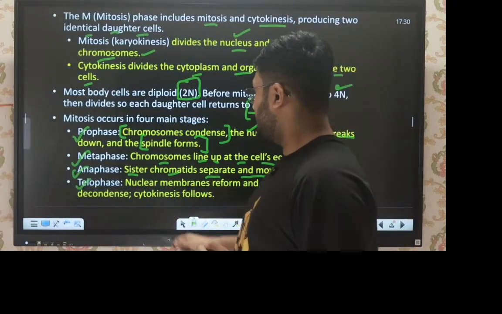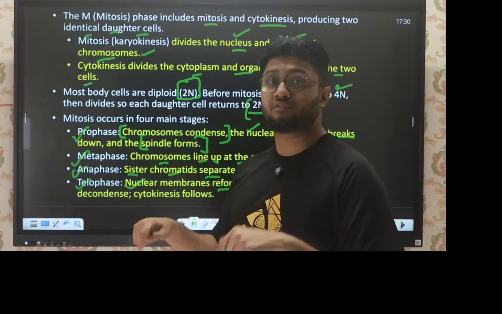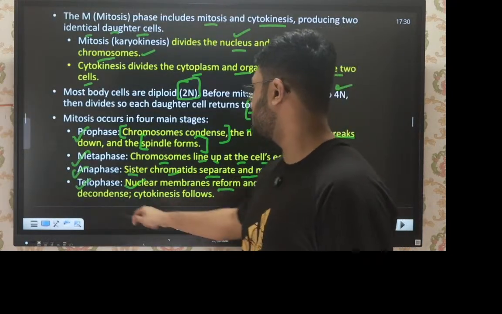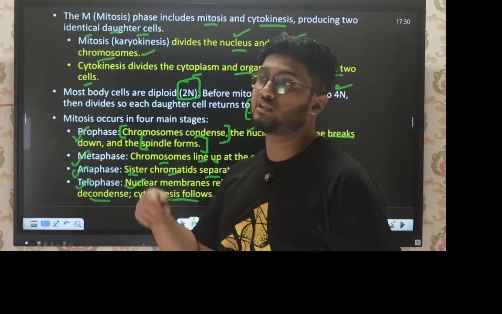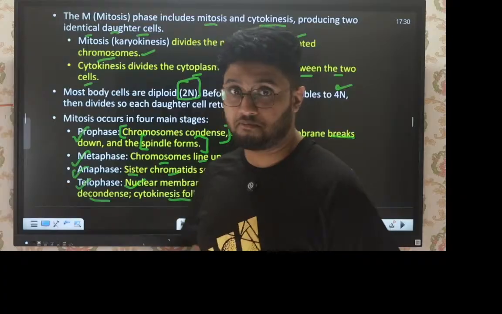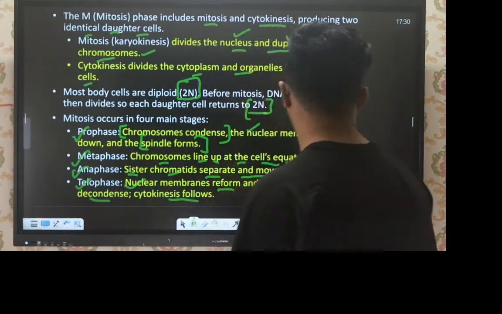And then in telophase, what happens? The nuclear membrane that was broken reforms, the chromosomes decondense, and then cytokinesis follows, basically the production of cytoplasm and organelles, and essentially the two cells become separate. Let me show you a diagram.